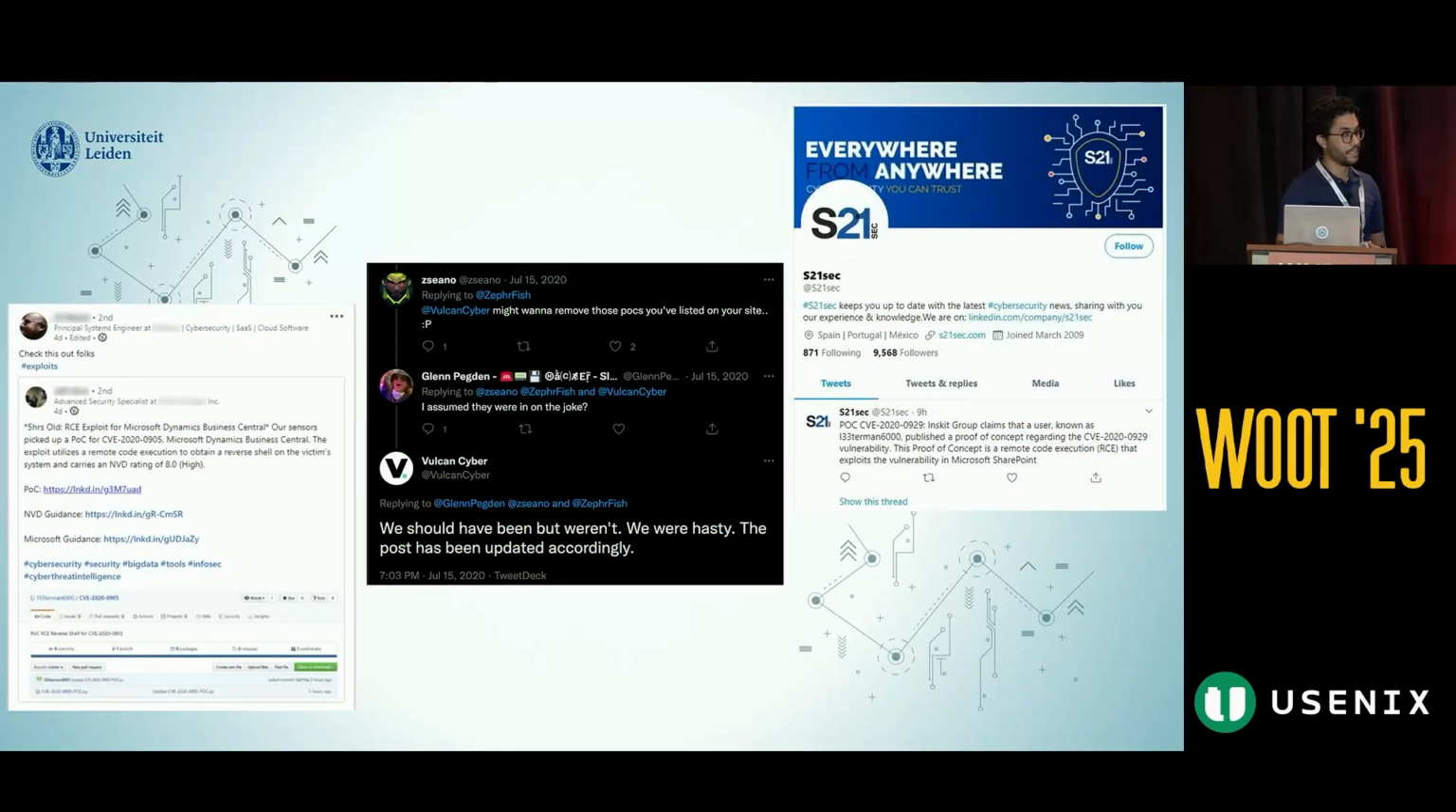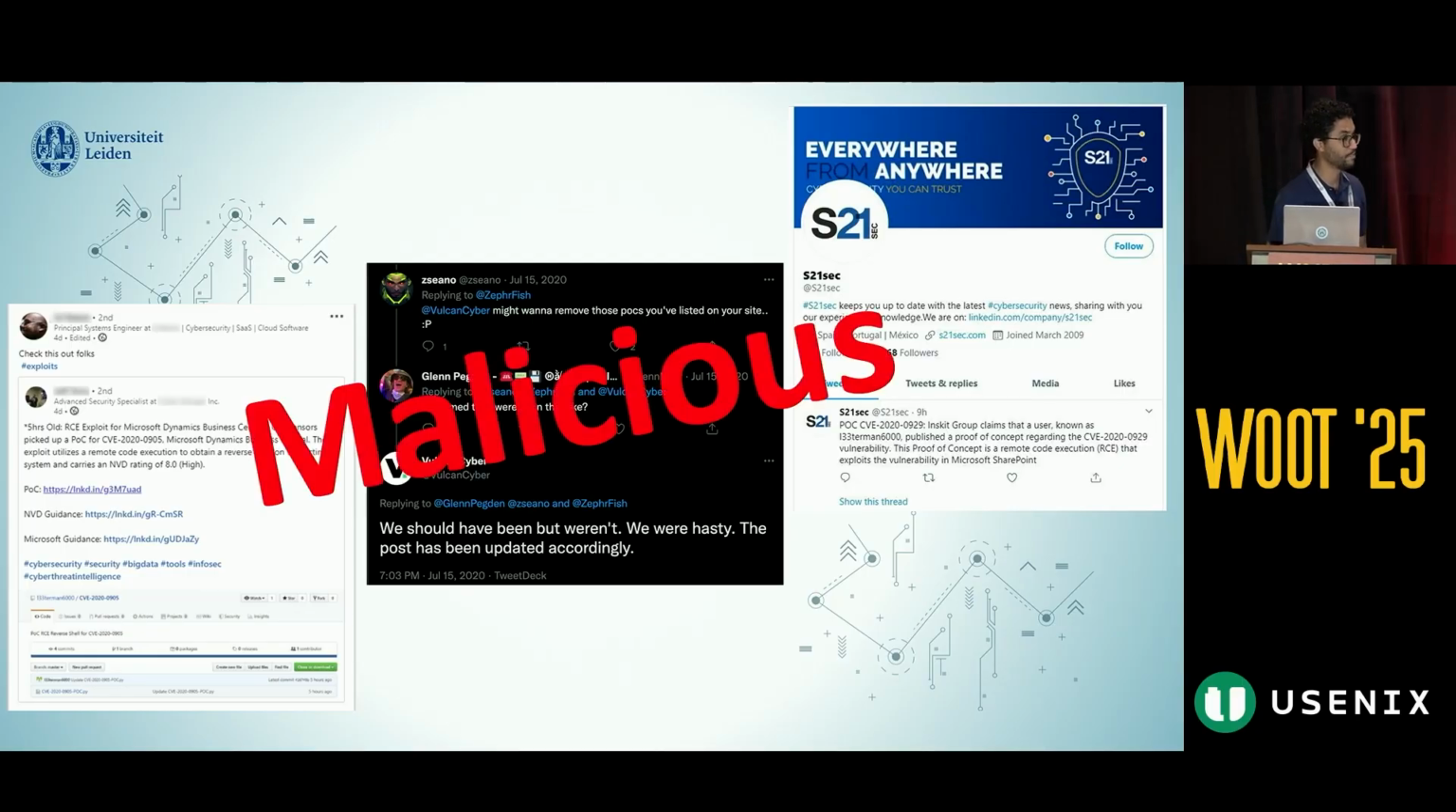The most alarming thing is that a lot of security companies and security professionals are promoting proof of concept, but they're actually promoting malicious proof of concept. And these are just examples that we found where those professionals shared a link to a proof of concept, but it's actually a malicious one, because they didn't check the code.